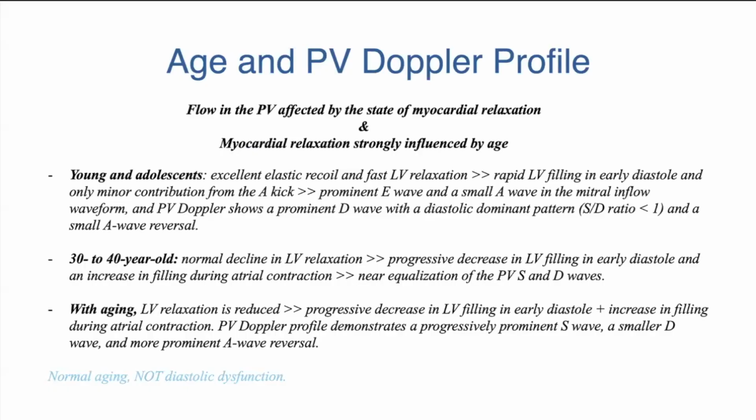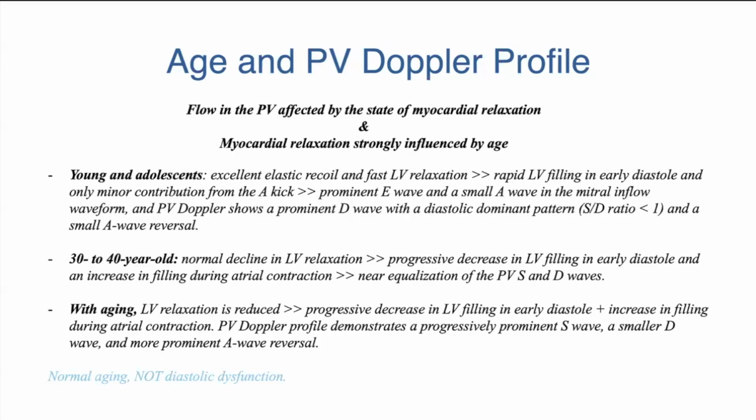Okay. So the effect of aging on the pulmonary vein Doppler profile. Two important things. First of all, as you all know, the flow in the pulmonary vein is affected by the state of the myocardial relaxation, and the myocardial relaxation is strongly influenced by age. So in young people, remember what I was saying about the recoil and the elasticity of the LV, you have a large D wave and a small A wave, and they don't even rely on the atrial kick as much, so they can have a small A wave. Not a big deal.